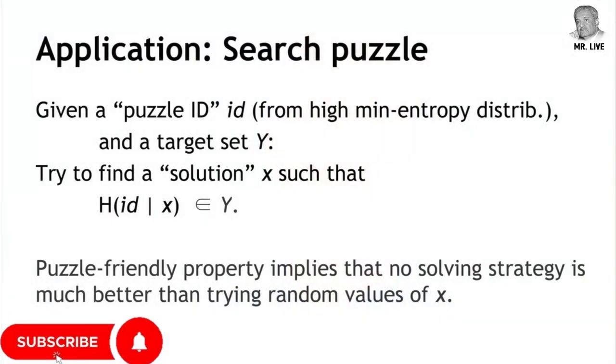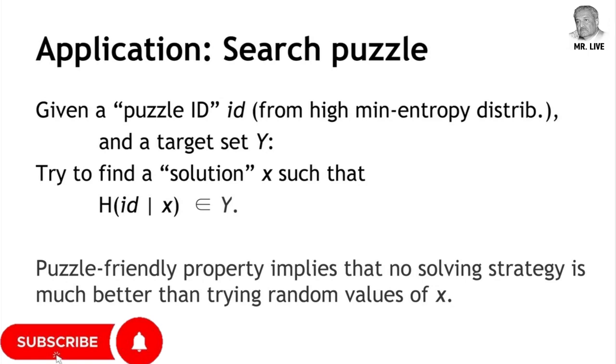To be more specific, the idea is that we're given a puzzle ID, which is chosen from some high min-entropy distribution, that is, some very spread out probability distribution, and we're given a target set Y, which someone wants to make the hash function fall into. Then we want to try to find a solution X, so that if we hash the puzzle ID together with the solution X, we get a result that's in the set Y. So the idea is Y is a target range or set of hash results that we want, ID specifies a particular puzzle, and X is a solution to the puzzle. And the puzzle-friendly property here implies that there's no solving strategy for this puzzle which is much better than just trying random values of X.